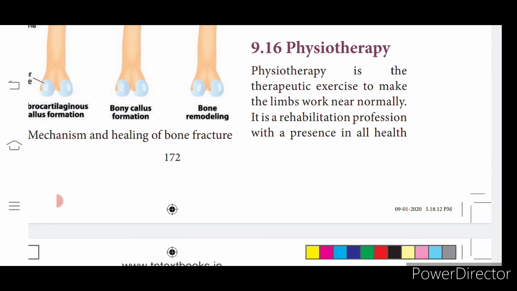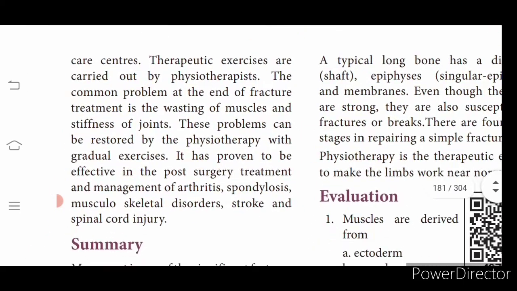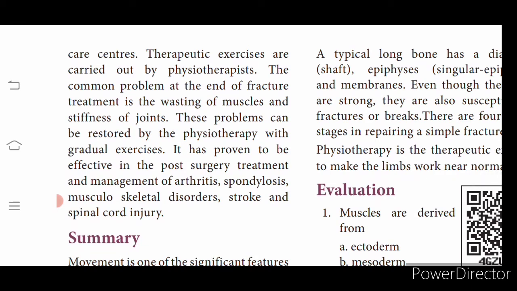Physiotherapy is a therapeutic exercise to make the limbs work near normally. It is a rehabilitation profession present in all health care centers. The therapeutic exercises are carried out by physiotherapists. A common problem at the end of fracture treatment is wasting of the muscle and stiffness of the joints. These problems can be restored by physiotherapy with gradual exercises. It is proven to be effective in post-surgery treatment and management of arthritis, spondylosis, musculoskeletal disorders, stroke, and spinal cord injury.